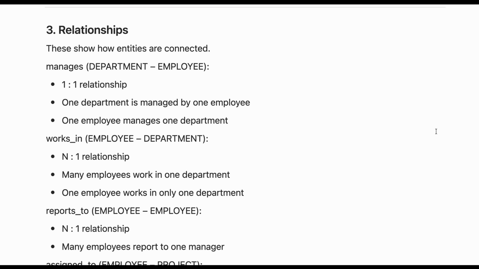Now let us understand the relationships between these entities. First, the manage relationship between department and employee. This is a one-to-one relationship, meaning one department is managed by one employee and one employee manages one department. Now the next one is the works in relationship between employee and department. This is a many to one relationship. Many employees work in one department, but each employee works in only one department.